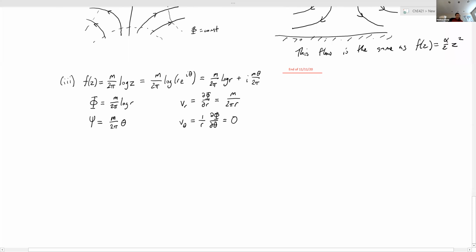And so maybe you guys can see what this flow would actually look like. One way of looking at that is we can plot the streamlines. The streamlines are when the stream function is equal to some constant. In other words, when theta is equal to some constant, right? And so what that means is that if my origin is here in this little dot, then the streamlines are basically just lines that pass through the origin. Okay, there we go.